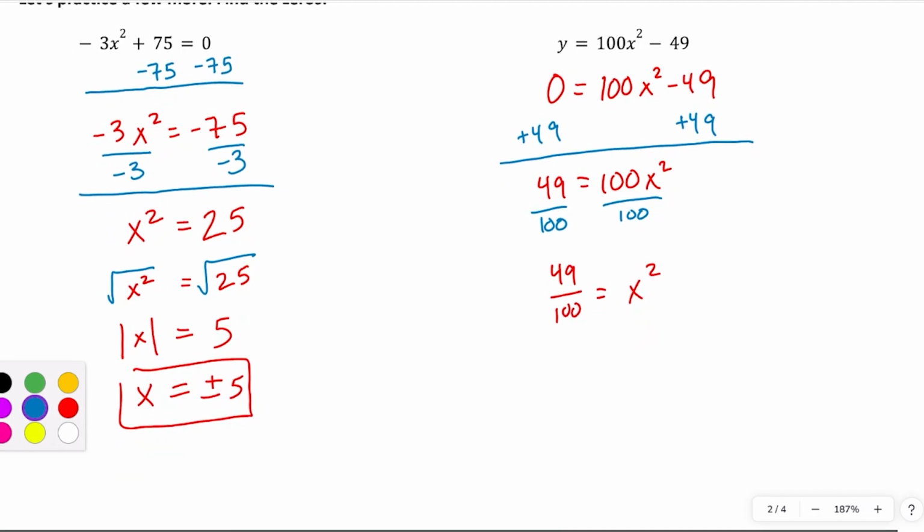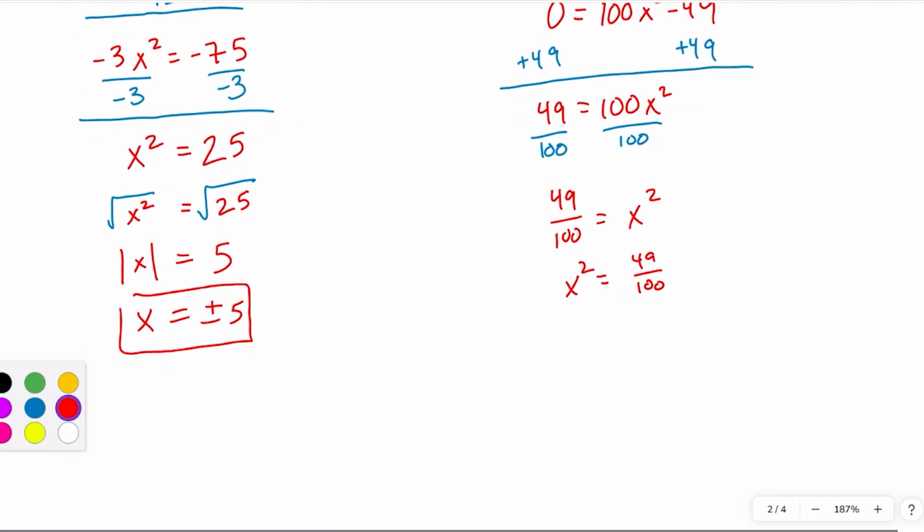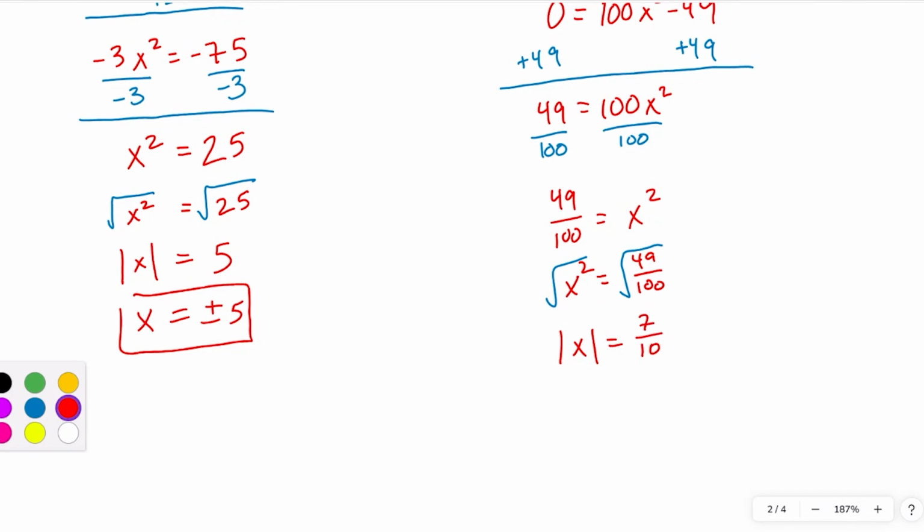All right. So first I'm just going to flip this. X squared equals 49 over 100. And now I'm going to take the square root of both sides. So the square root of this side and the square root of this side. That's going to give me the absolute value of x equals the square root of 49 is 7, and the square root of 100 is 10. So we just have 7 tenths.